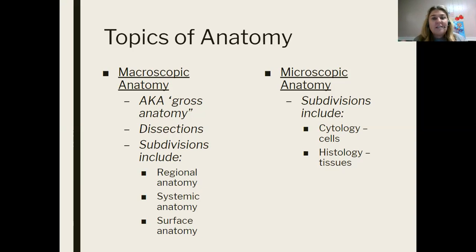Dissections are important. Dissections are important in that they allow us to see the actual body parts and where they're located. It helps us to understand how their functions work because we can see that. Some subdivisions are regional anatomy, which we're going to be learning at our next class. Systemic anatomy, the body systems, and then surface anatomy is pretty important. I always tell students, this is a good example.